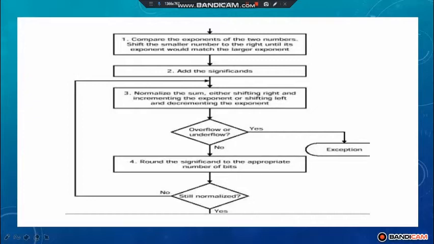Like if it is 1.4 it means 1.5, or 1.75 means 2; round the significand with the appropriate number of bits. The next step, if it is still not normalized, then go to the third step and follow the same process which we did earlier. Else go to the next.